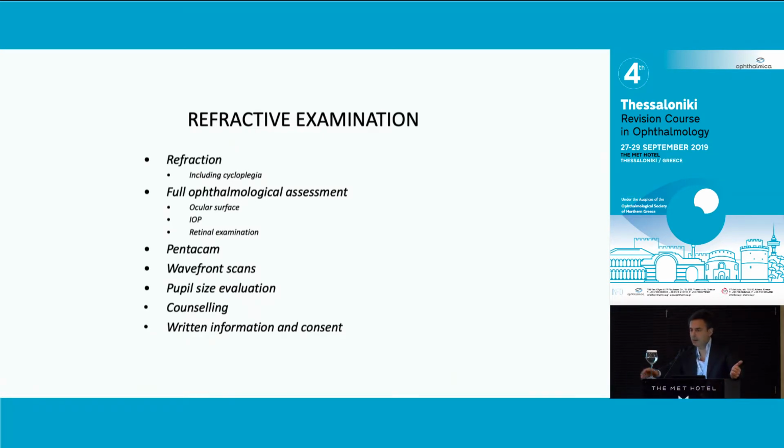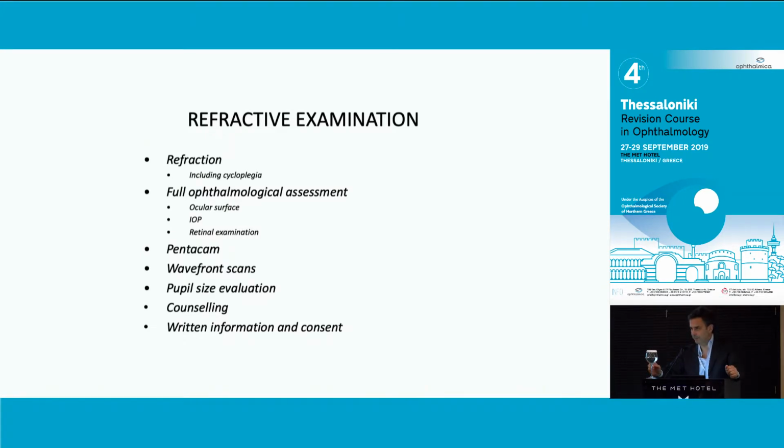So, ocular surface is key in any kind of refractive surgery. You want to make sure, not just for the laser but also for RLE, that the surface is good. So have a look, use fluorescein, and if in doubt, treat the ocular surface heavily before considering any laser vision correction. Pentacam, wavefront scan, pupil size: key, especially for ICL and RLE, because those are the cases where it's more likely that patients with large pupil size will get more halos and glare.